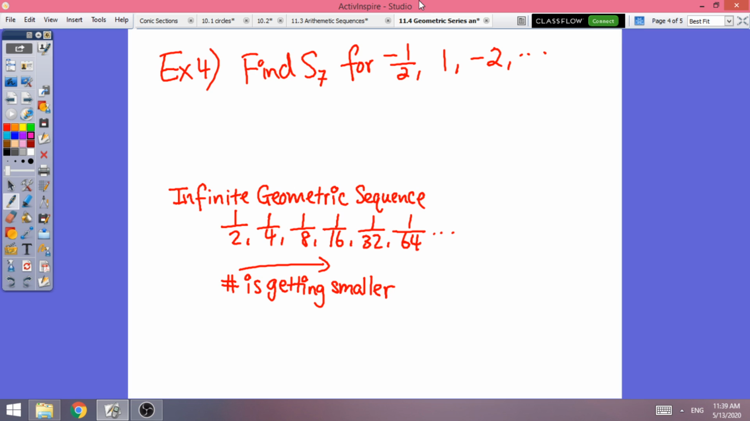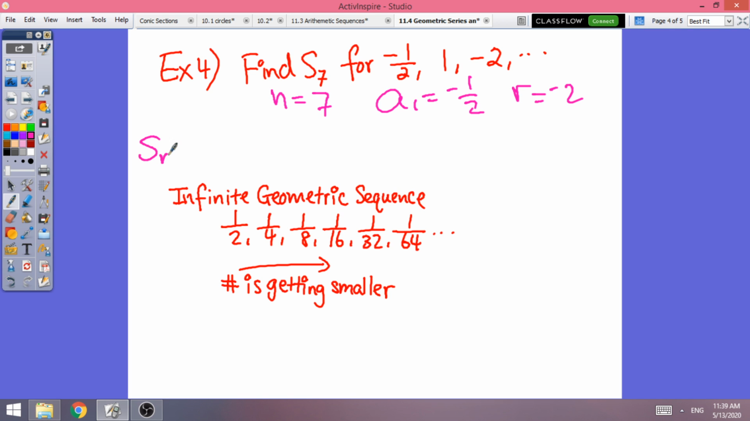Okay, another one. We have n equals 7. A sub 1 is negative 1/2. The common ratio is not given, but we can find it. In order to go from negative 1/2 to 1, we multiply by the reciprocal, so negative 2. 1 times negative 2 gives negative 2. So that's the common ratio.